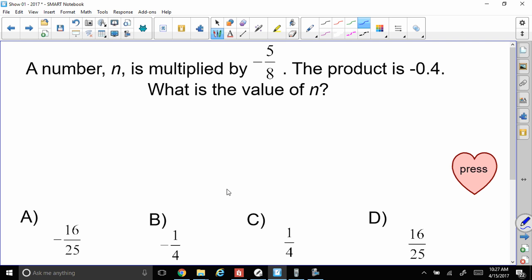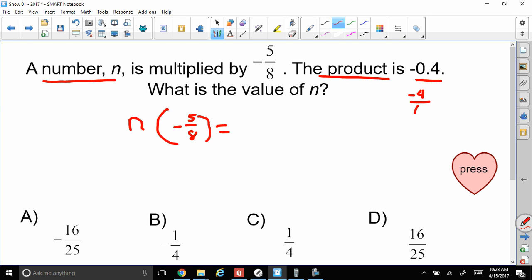So what I'm going to do is do a little underlining here. So a number they called n, so I'll put an n here, is multiplied by, so I'm going to put a multiply, this in parenthesis, and put that negative 5/8 there. And the product is the answer to multiplication. And I notice the product is negative 0.4, which is negative 4/10.